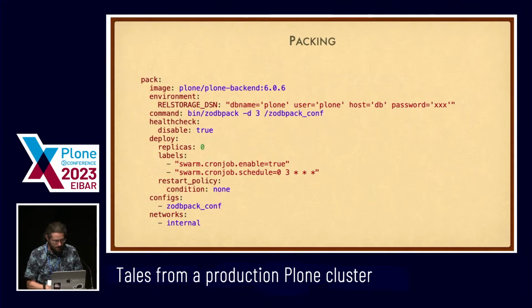We give it a configuration file, which I'll show you in a second. We give it the information it needs to connect to Postgres, and we turn off the health check for the backend container because normally the Plone backend container has a health check. If you run a service with this image, it needs to pass the health check before it's considered up by Docker. But since we're not actually running Zope in this case, we don't want to check the normal health check.